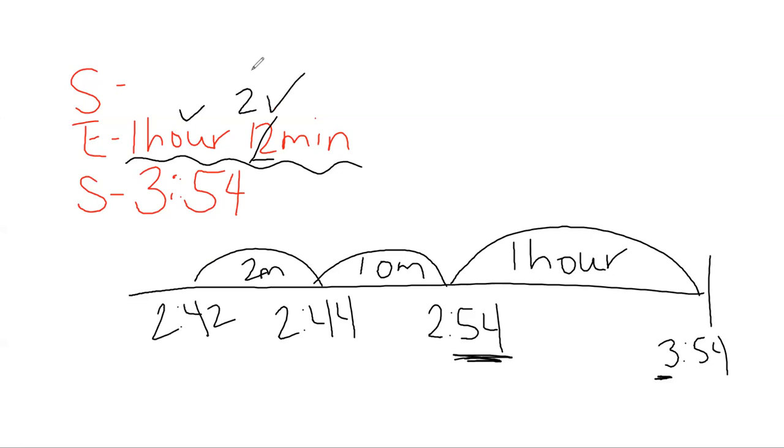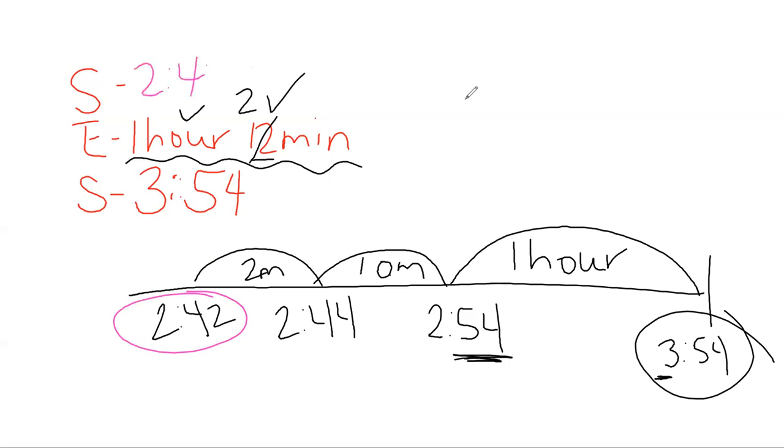Okay, give myself a little check. I went by an hour and 12 minutes. I have my stop time, and now I know my start time was 2:42. So if you know the start time and the elapsed time, you're going to move forward in time. If you know the stop time and the elapsed time, you're going to move backward in time. And if you know the start time and the stop time, you need to find how much time has elapsed or passed in the middle of your number line.